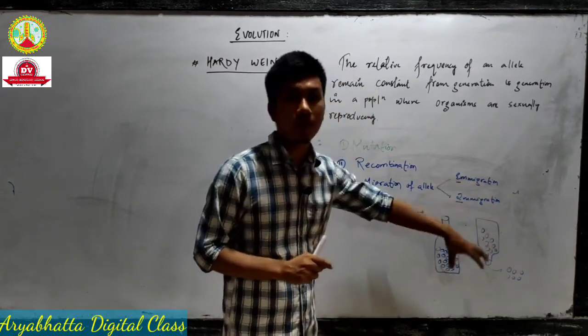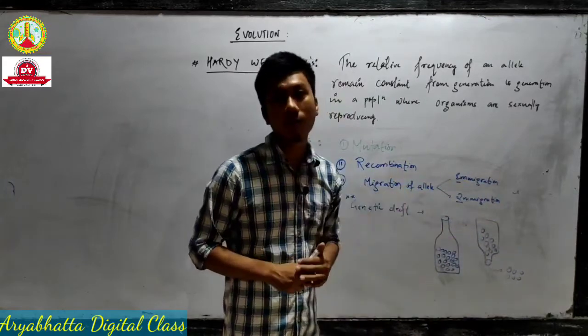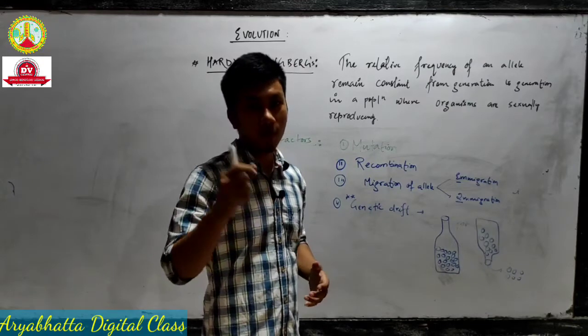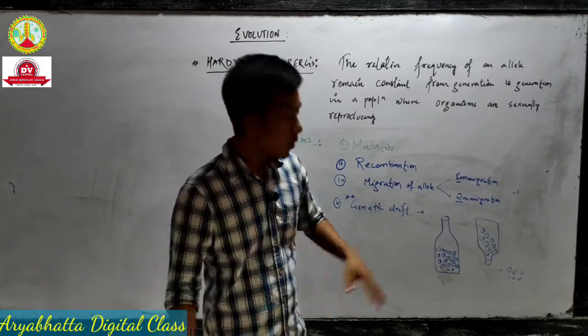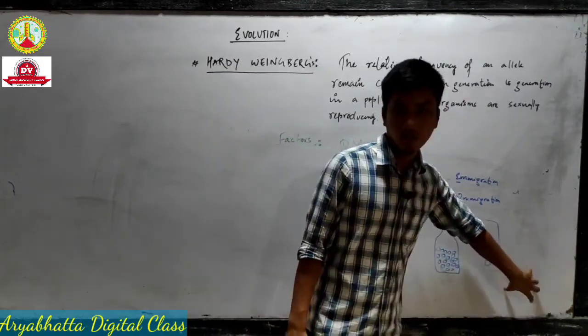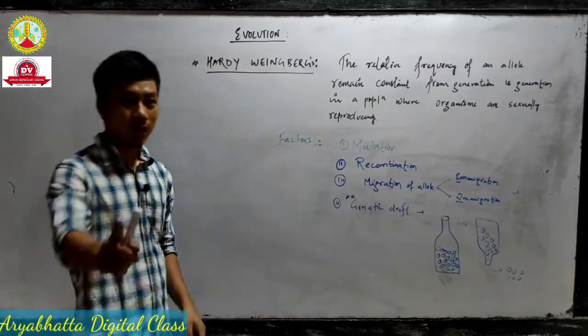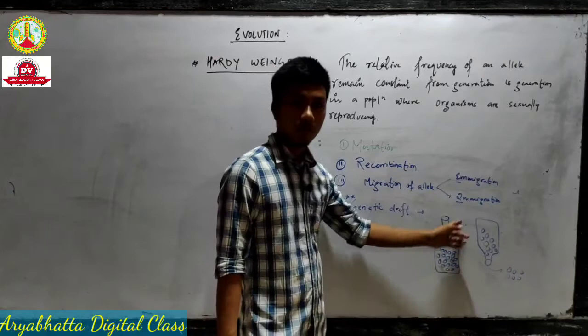Suppose there is a bottle with a narrow neck and there are pebbles inside. When you put the bottle upside down, only some of the pebbles come out, and the pebbles in that particular place are going to reproduce and form their own numbers. So the new population will form here. That's it. Don't get confused, this is very easy.